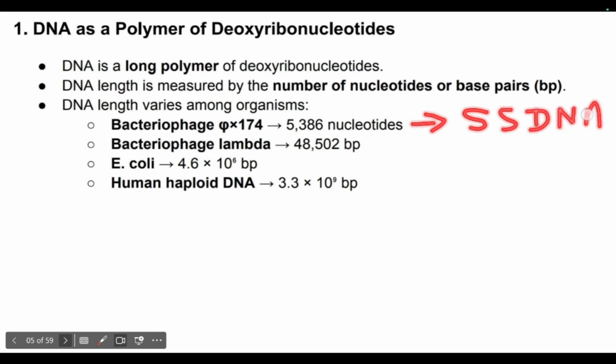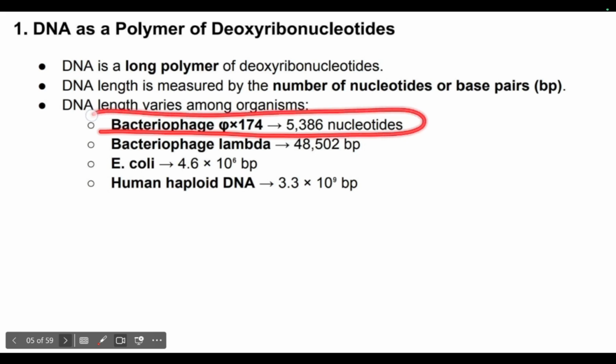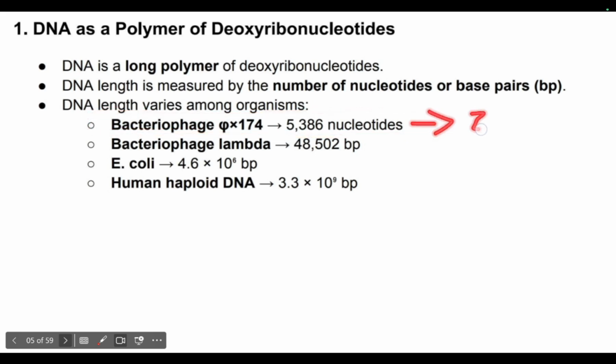Remember this important point, that they have single stranded DNA, and that is why here only nucleotide is given, base pair is not given, right? So if I ask you how many base pair is present in bacteriophage Psi-174, you will say 0 base pair is present, because there is no pairing of nucleotide here.